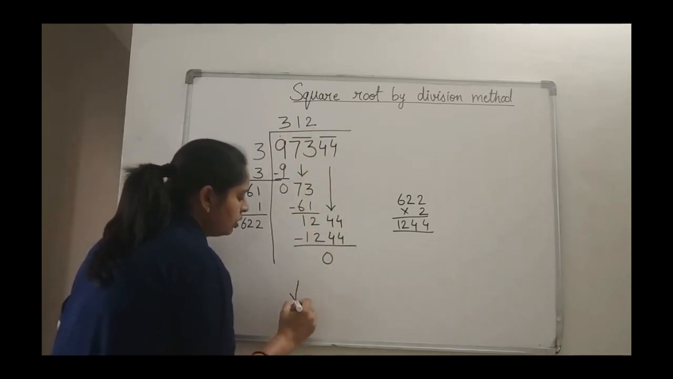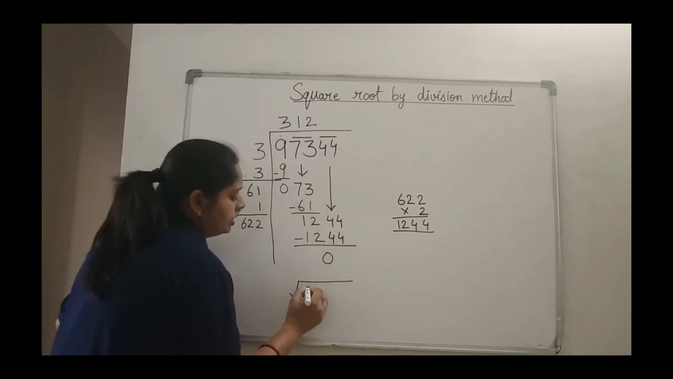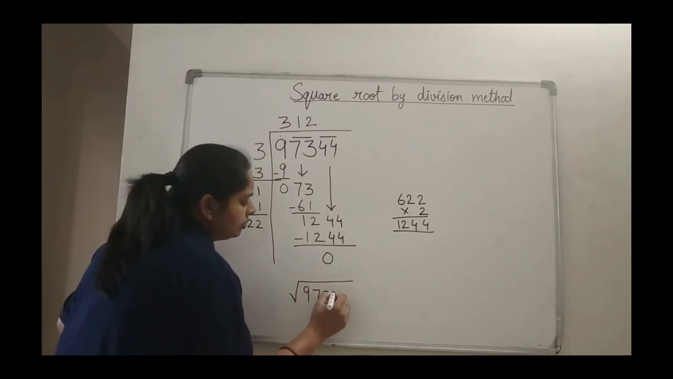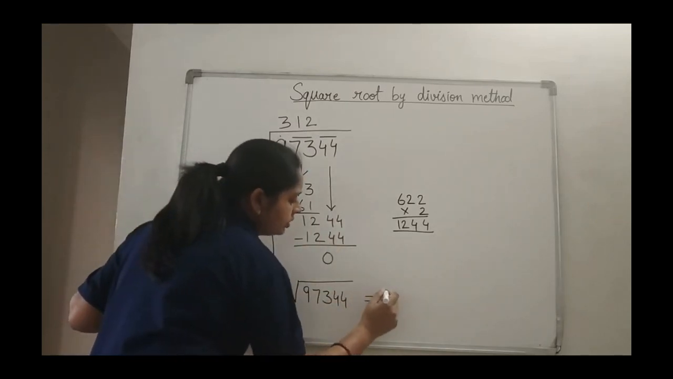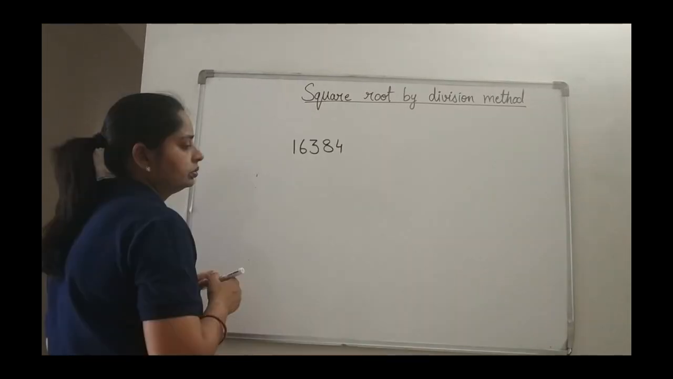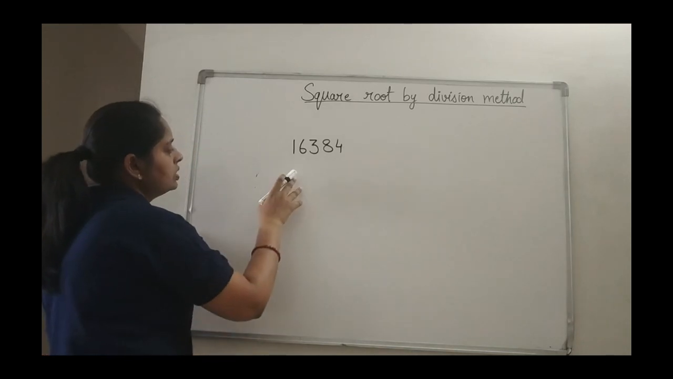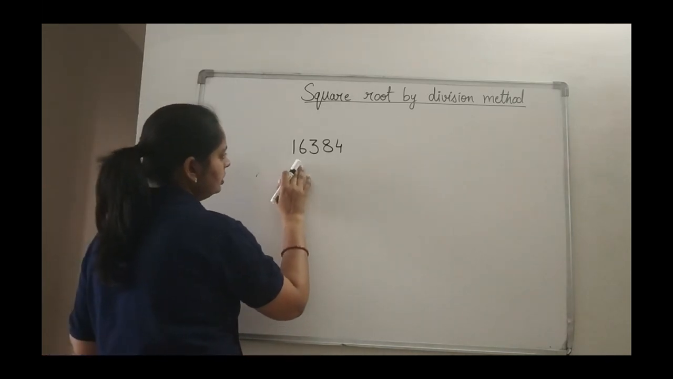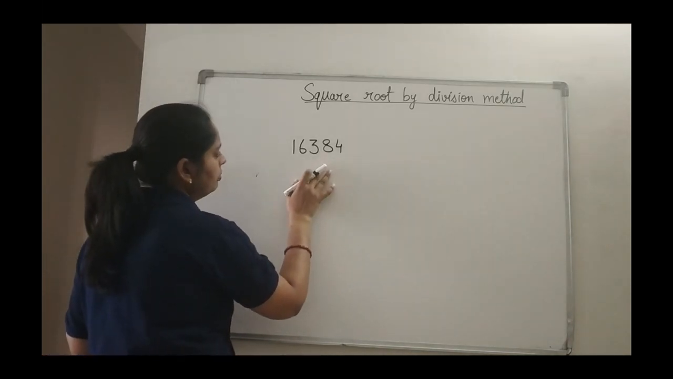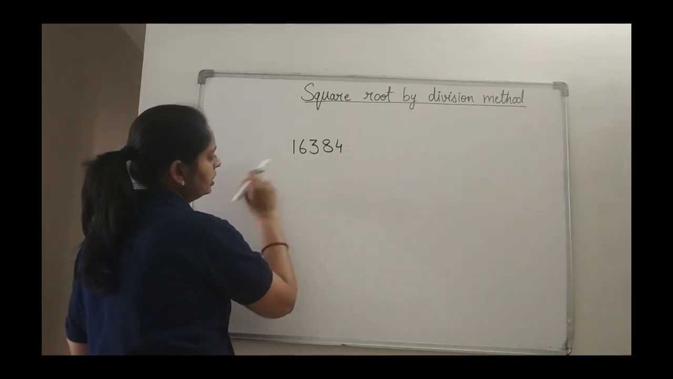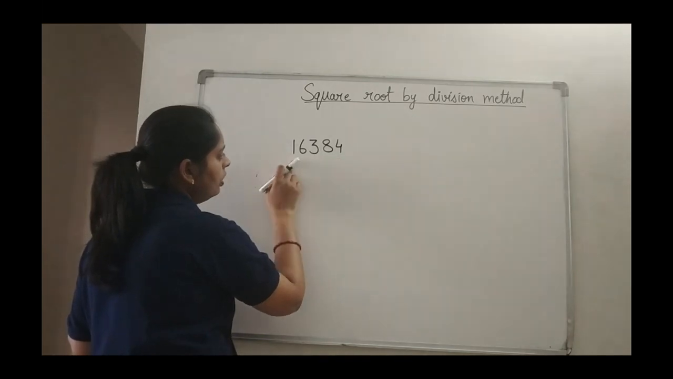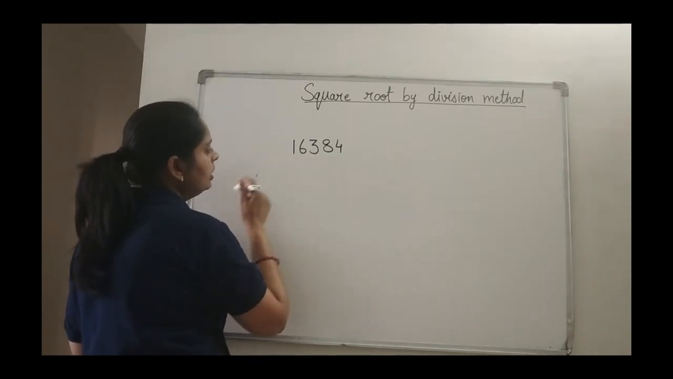So square root of 97344 is equal to how much? 312. Yes, now see again. We are having 16,384. Mind you, whenever we are having even number of digits, then all the numbers can be paired. But if we are having odd number of digits, one number will be left alone.